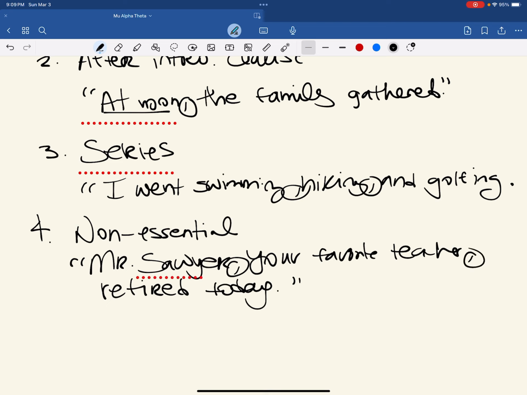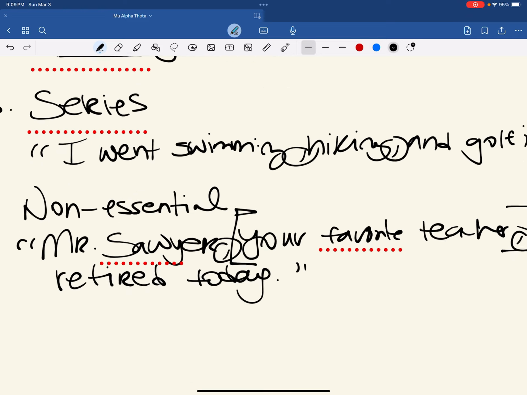This separates this non-essential clause right here. This is non-essential because when you take it out, it reads, Mr. Sawyer retired today, and that still makes sense. So this non-essential clause must be separated by these 2 commas right here.